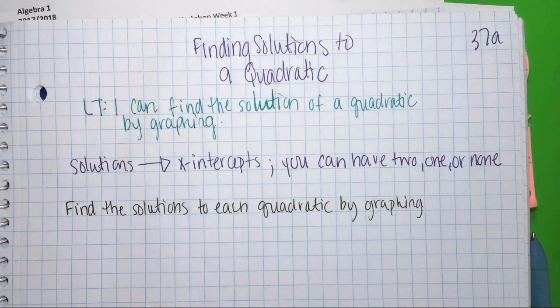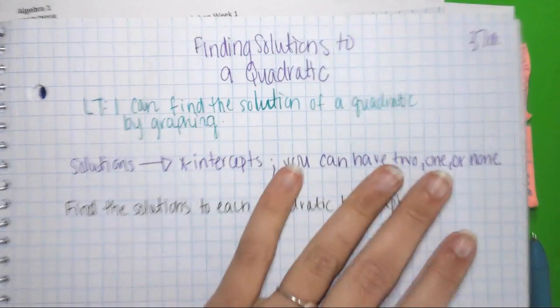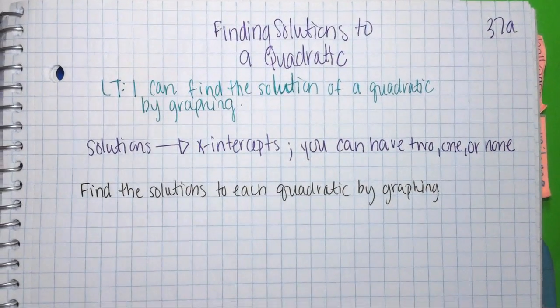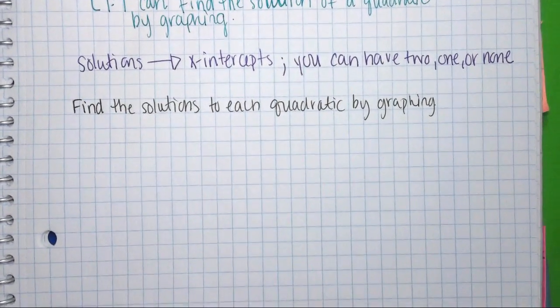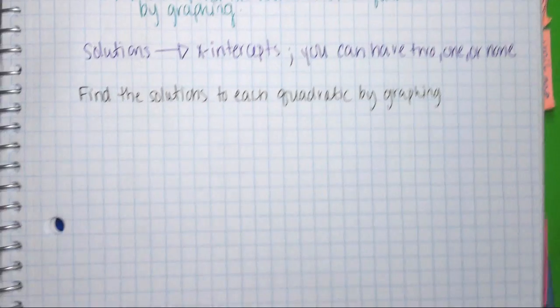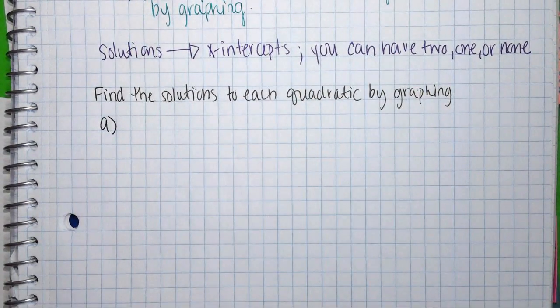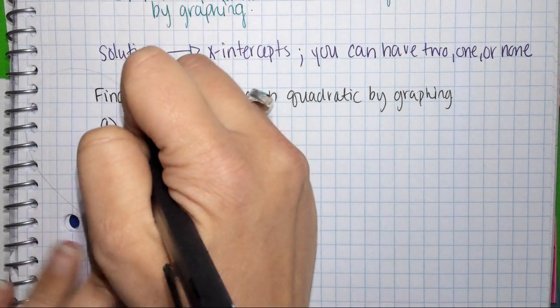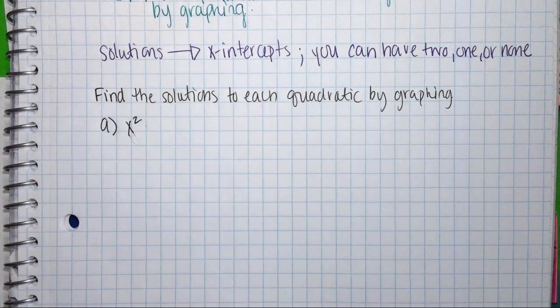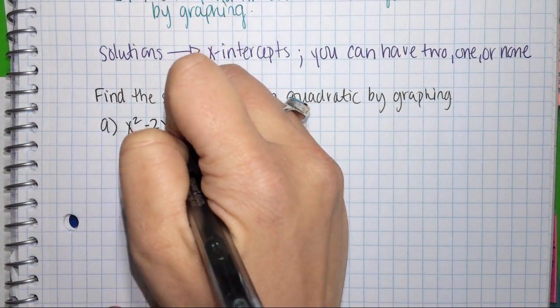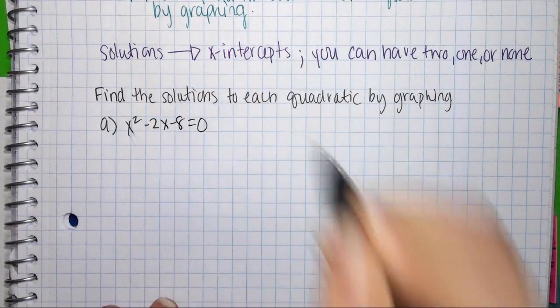There are 2 ways that we can find the solutions. We can do it by graphing or by factoring. So today we're going to graph, tomorrow we're going to factor. Get super excited. Which we've already factored before, so it's just a review. The first one that we're going to do today is x squared minus 2x minus 8 equals 0.